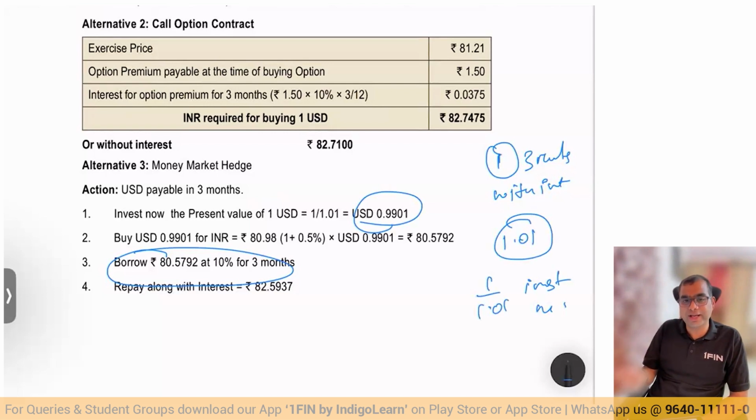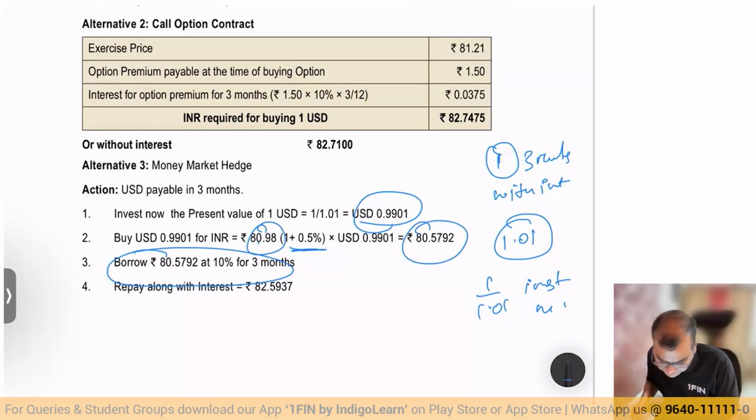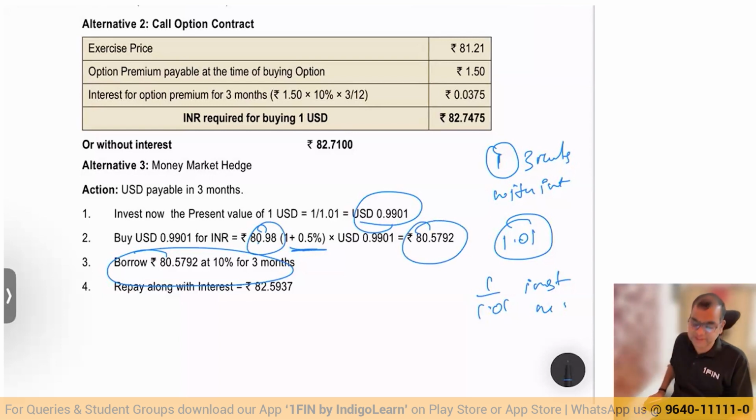So if I have to get $0.9901 today, that is on day 0, how many rupees are required to convert that? You have today 80.98 plus 0.5%. Why? 0.5% is margin. So you need 80.98 into 1.005. That is, you need 80 rupees 57 paisa, so that when you give 80 rupees 57 paisa, you will get $0.9901. So you are borrowing 80 rupees 57 paisa.